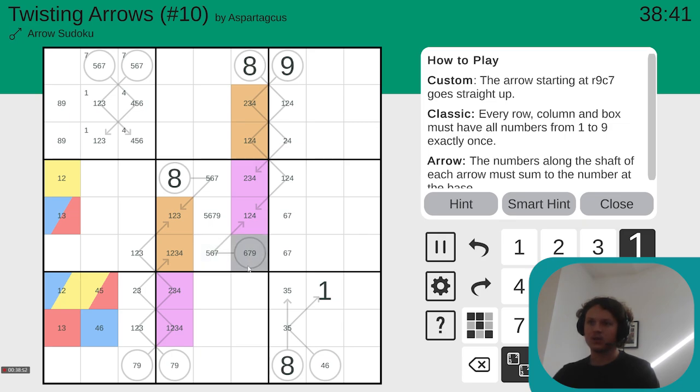To get this to 9, we can either use 2, 7, or 4, 5. Right, 6 has to be 1, 5. 7 can be 1, 6, or 2, 5. And 9 can be 2, 7, or 4, 5. Right, doesn't help us. If I can rule 9 out of here, this would be massive.